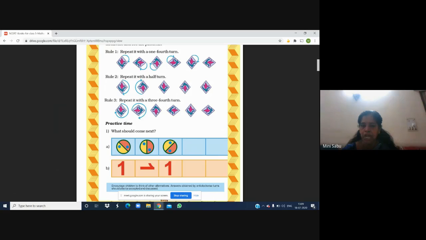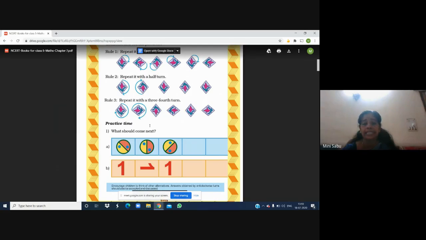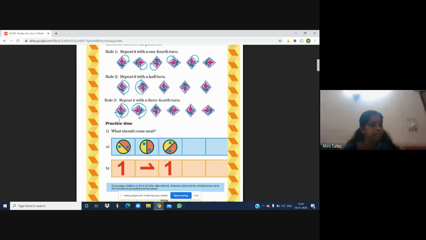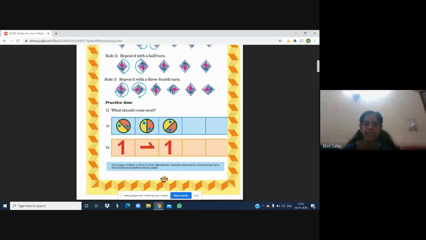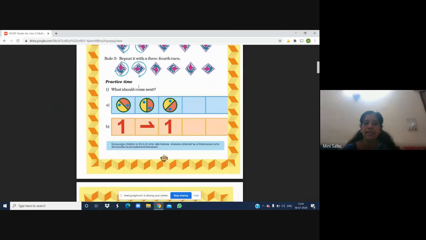Got it, children? Now in the next one, this petal will go first here, second here, then here. The petals will be here. See this one. Got it? And similarly, 1, 2, 3 petals will be here. This one. I hope you understood. This is called a 3/4 turn. Got it or not, children? Yes, ma'am. Now we are going to practice time.